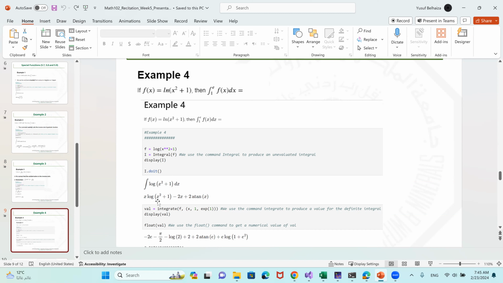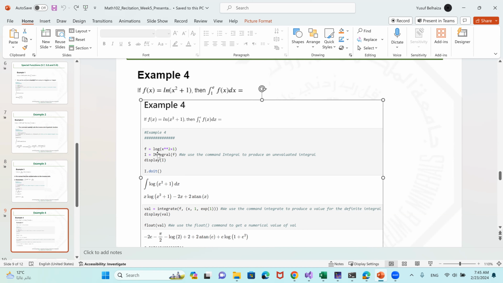So the result is x ln of (x squared plus 1) minus 2x plus 2 arctan of x. Okay, now we'll also ask to integrate this function from 1 to e. So it's exponential of 1, in fact. So we'll use this command to produce a value for the definite integral.